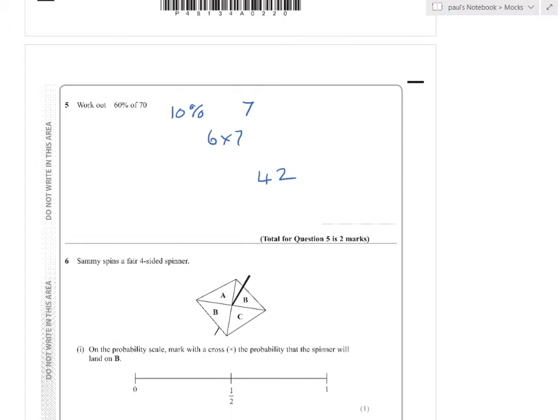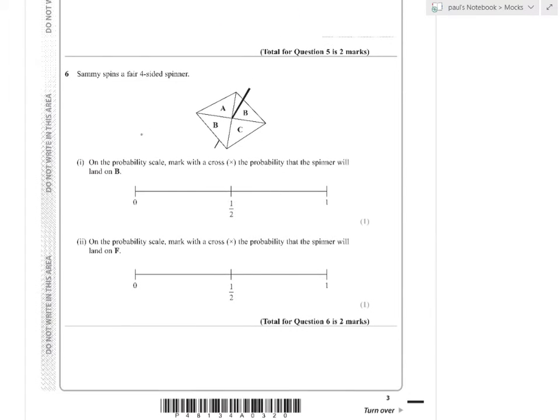A fair-sided spinner. On the probability scale, mark a cross with the probability the spinner will land on B. So there's 2 B's, so it will be halfway up. Mark a cross, the probability the spinner will land on an F. There are no F's, so it's going to be down there.